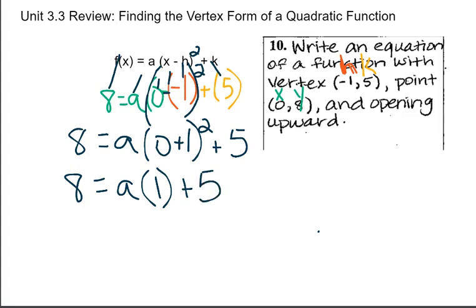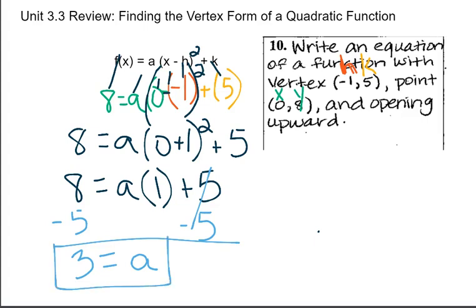All right, I'm ready to solve for A. So first, I want to get rid of that 5. So in order to do that, I need to subtract 5 on both sides. 8 minus 5 leaves me with 3. I bring down my A times 1. A times 1 is just A. So I really don't need to bring that 1 down. So my A is 3.